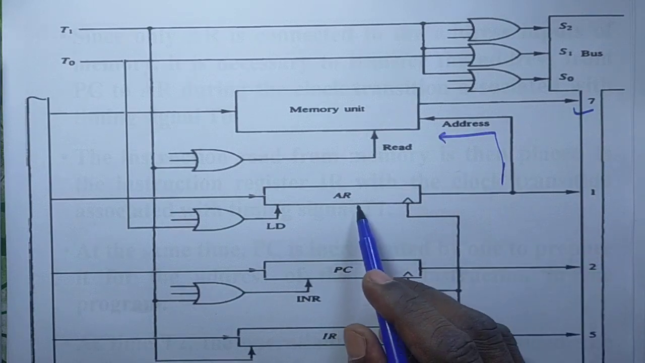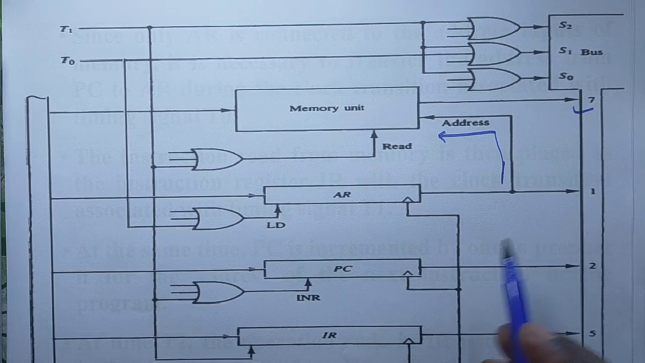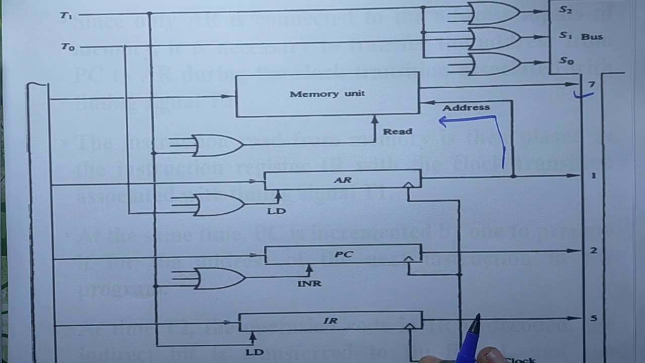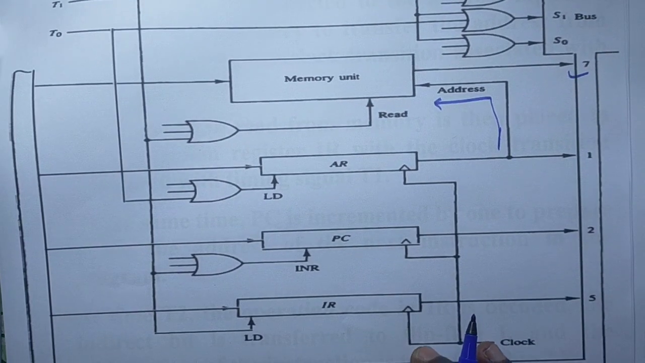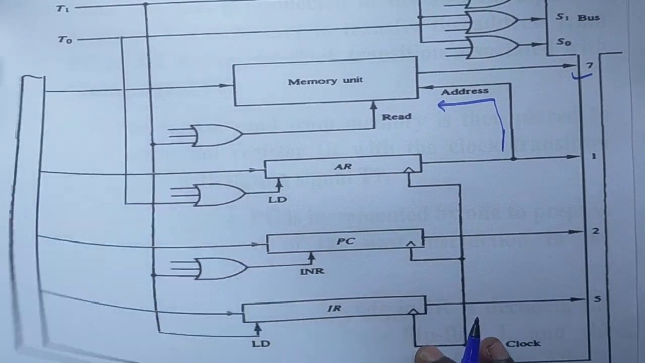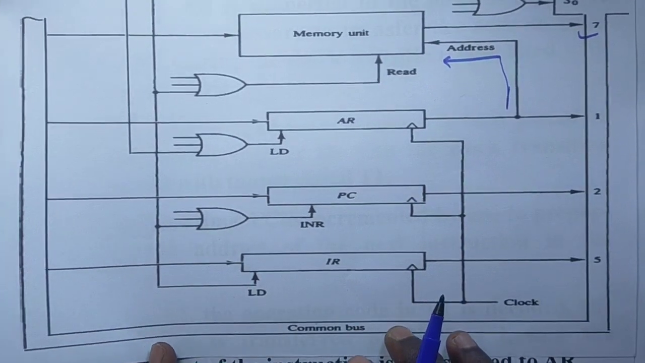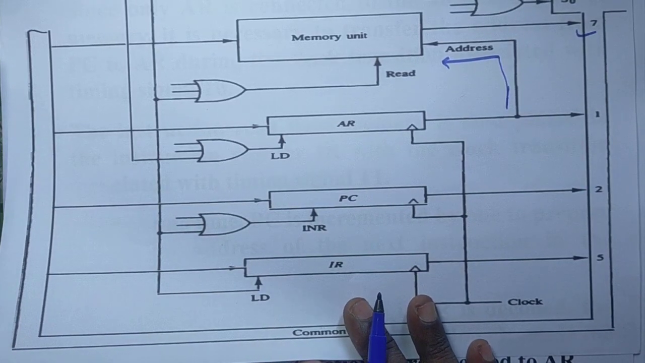It is activated by 1, because as per this common bus it is fixed: for AR it is 1, PC is 2, IR is 5. It is not 1, 2, 3 like this, because we have already discussed that different registers are connected to a certain number, and that number is decided by S0, S1 and S2. This is one kind of structure through the common bus having 4 phases. How it works when we consider the 4 phases.